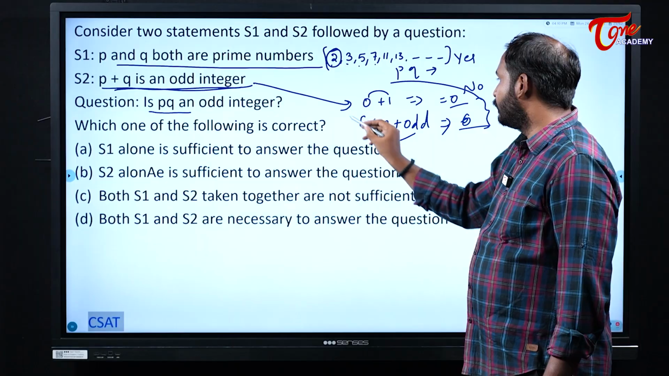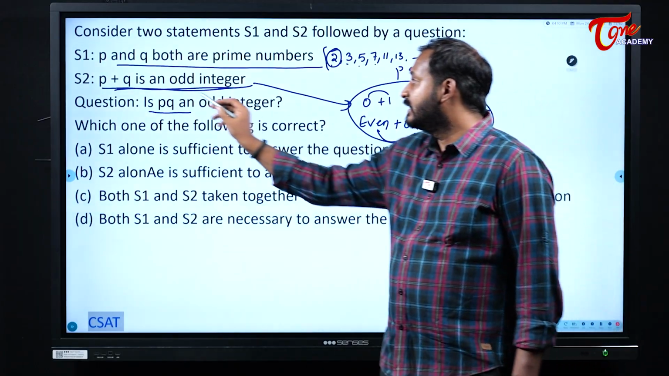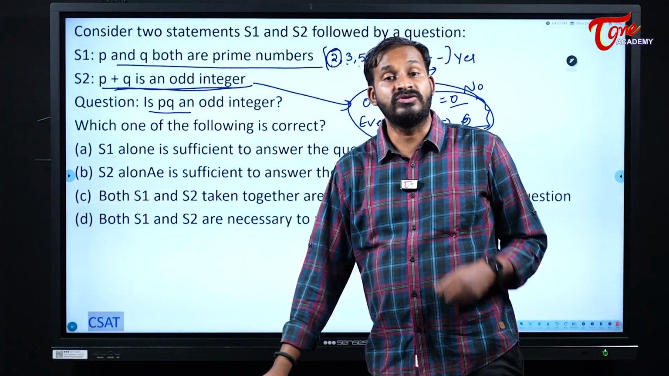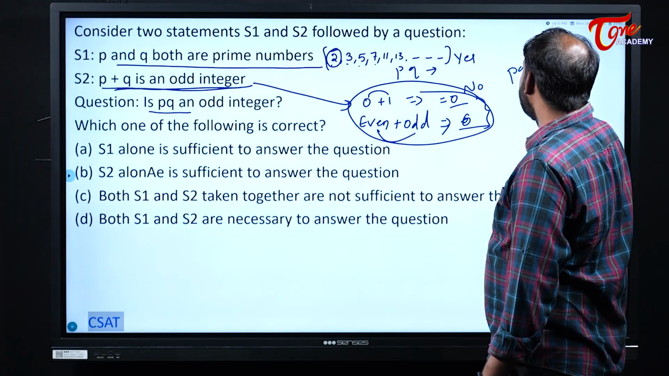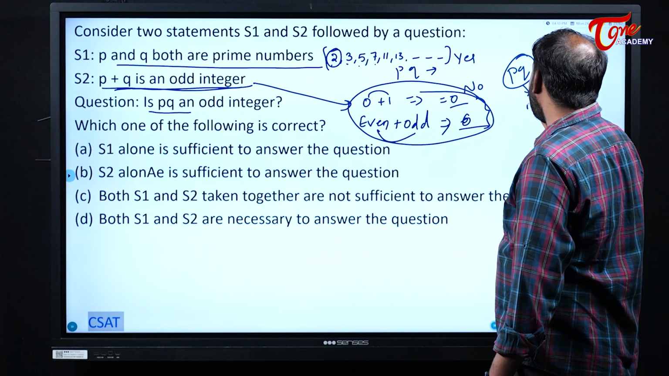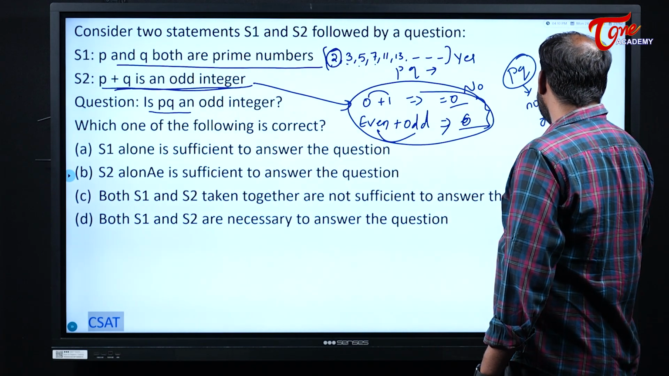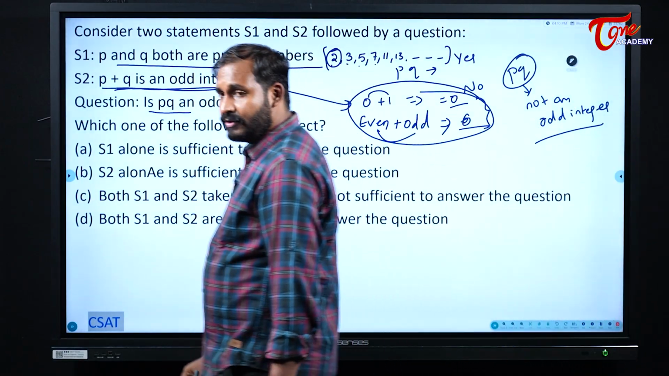But PQ, when I multiply these 2, definitely I can say that by using this condition, PQ is not an odd integer, right? PQ is not an odd integer. I can say exactly not an odd integer. Using this statement 2, I can say that PQ is not an odd integer.